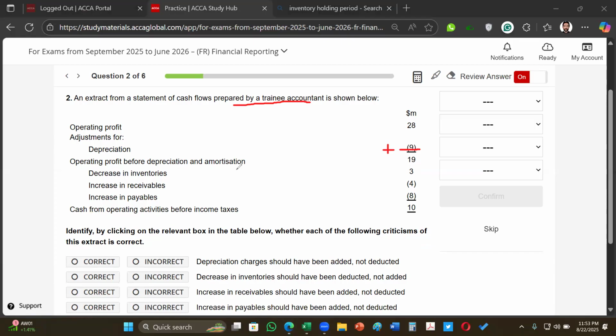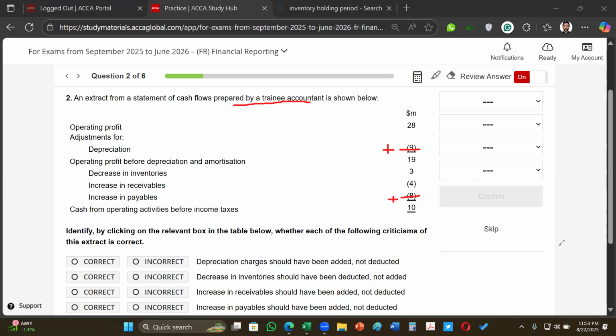When it comes to decrease in inventories, a decrease in inventory is a positive thing. So that is okay, that has been rightly added. Increase in receivables, it's a negative. That is also correct. An increase in payables, when the payables increase, it's a positive thing. Now this is not correct. It's a positive thing, we do not deduct it. Okay? And that's about it.